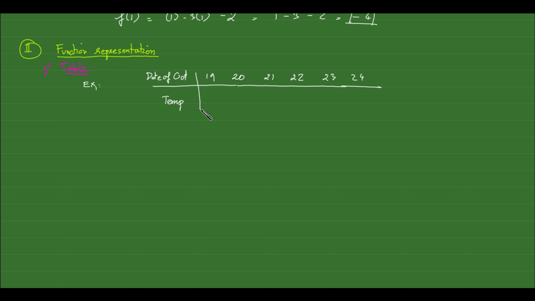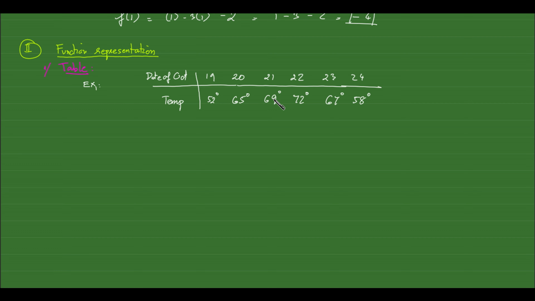Over here I have 52 degrees on the 19th, 65 degrees, 69 degrees, 72 degrees, 67 degrees, and 58 degrees. So I have a table like this, and this is a relation, but I don't know whether this relation is a function or not. We need to check.